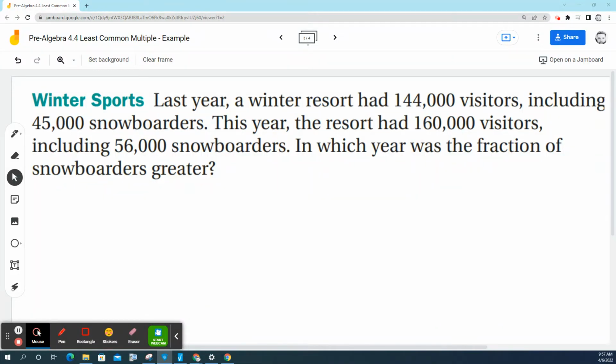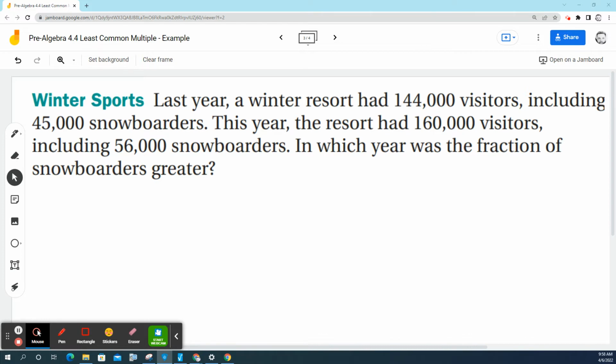Okay, so for example number 3, we're talking about winter sports. It says last winter, a winter resort had 144,000 visitors, including 45,000 snowboarders. This year, the resort had 160,000 visitors, including 56,000 snowboarders. Which year was the fraction of snowboarders greater?